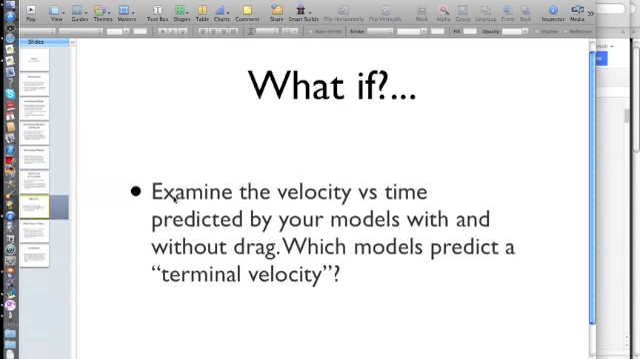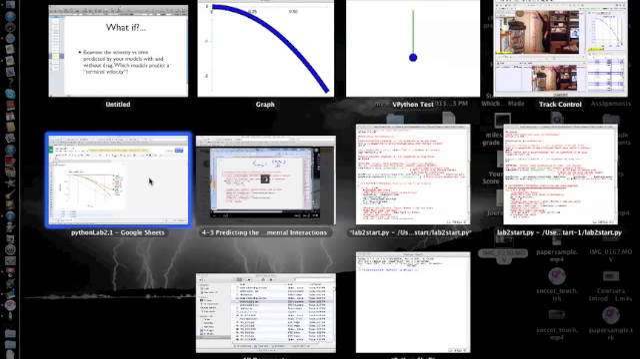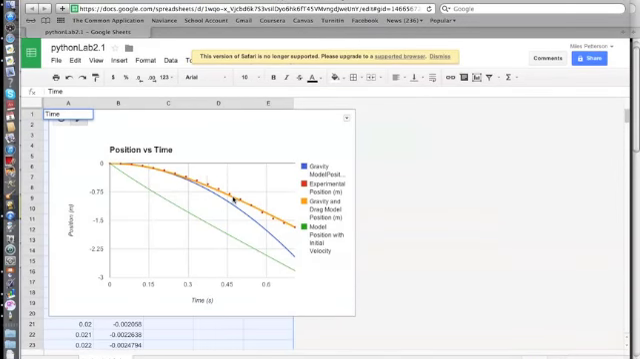The what if question: examine the velocity versus time predicted by your models with and without drag. Which model predicts terminal velocity? The graph that predicts terminal velocity best is the gravity and drag model, because the slope here is almost the same over the time 0.45 to 0.6. When the slope is constant, that means we have a constant velocity, which is the terminal velocity.